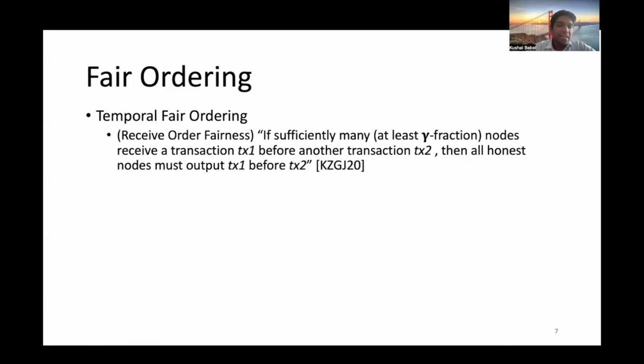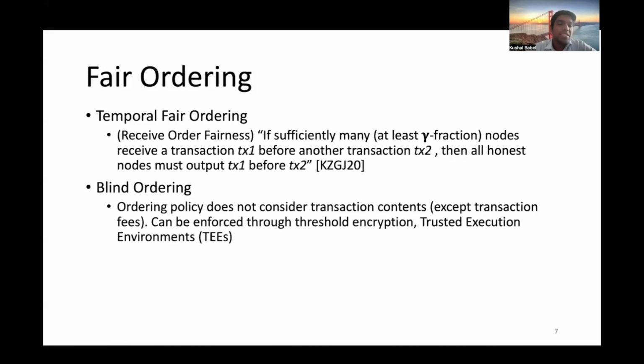The other category that is there, which is complementary to temporal fair ordering, is blind ordering. Here, the guarantee is that transaction contents are only revealed publicly once those transactions are finalized. The transaction sequence is finalized through consensus, and then you can reveal what the transaction contents are.